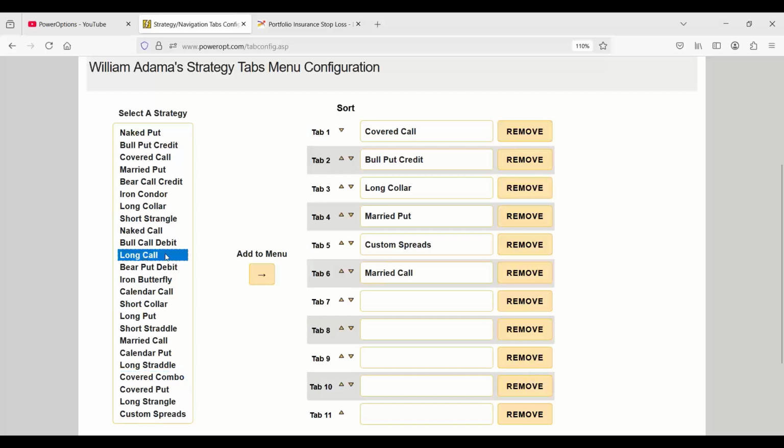For Ram's question, what do we want to enter here? We want to enter long call, so I'm just going to highlight that and add it to our menu. It's going to put it immediately in tab 7, but I can move that up here, up to our other available strategy tabs if I want to. We're going to put that first, and let's go ahead and do long put, add that to the menu, and I'm going to use the arrows here once again to move long put up to tab number 2, and it just lowers everything down. Now we have covered calls in tab 3, bull puts in tab 4, and so forth.